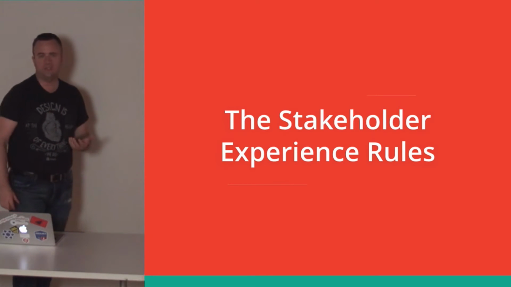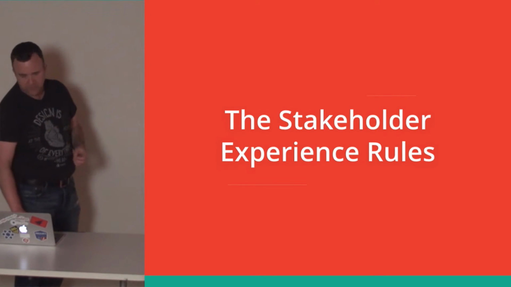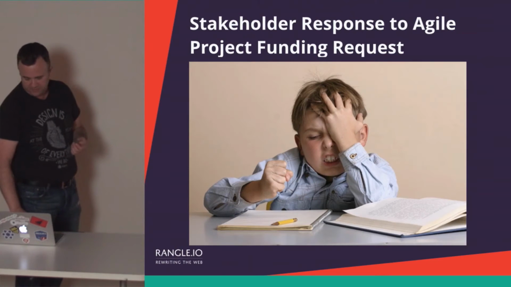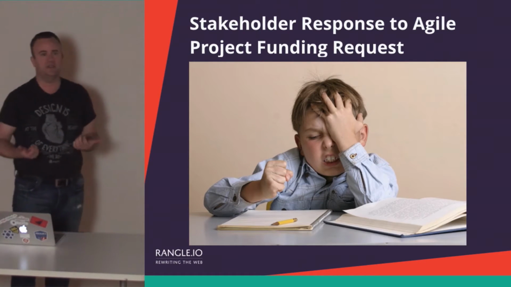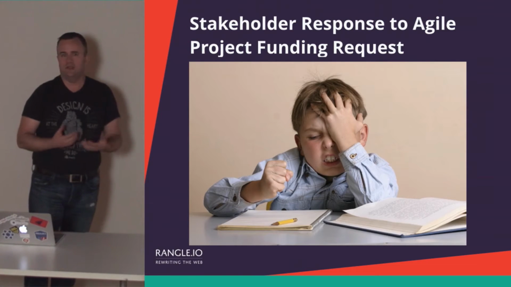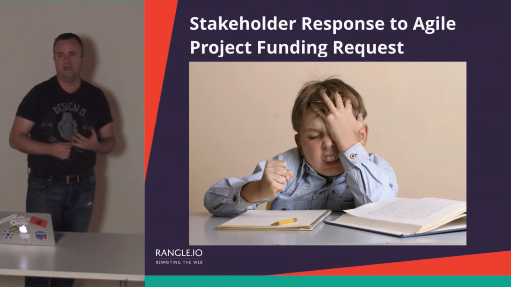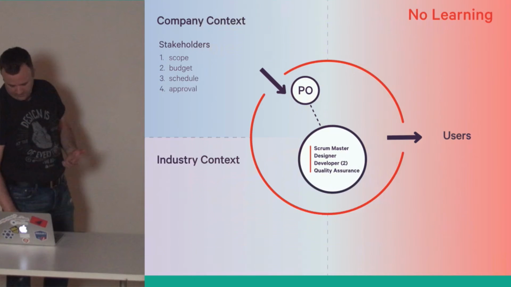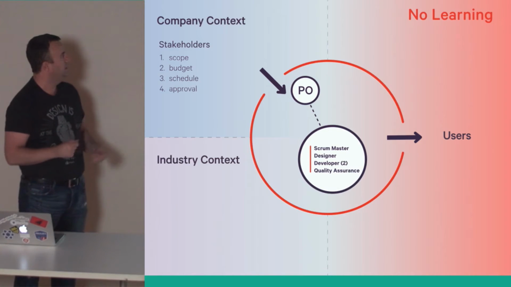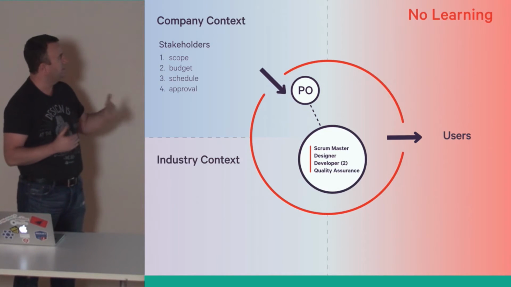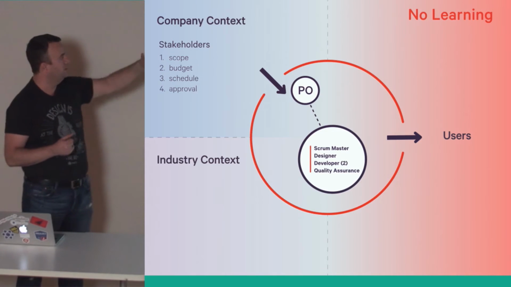And so the stakeholder experience generally rules in this situation. These are the guys with the budget. And this is your typical stakeholder when he's asked to fund an Agile project. It's like, you want me to do what? Like, you're not going to tell me what I'm going to get, how much it's going to cost. You're not going to promise it. Like, I don't get it. And so they want scope, budget, schedule, and they approve it. That goes into the team.